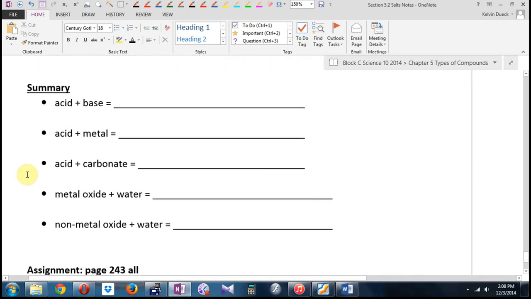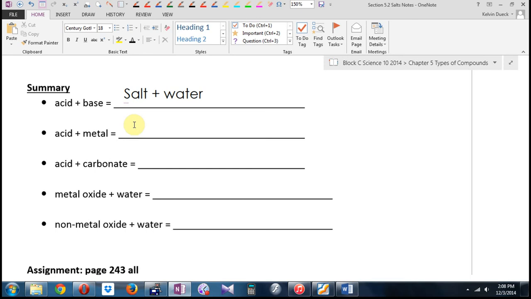Here's our summary, and then I'm going to shut up. Acid plus base gives... And you can make a little note. You're going to have to kind of memorize these combinations. But I think, Sage, if you do the homework, you'll commit them to memory. Oh, sorry, I shouldn't have picked Sage. I think, Alex, if you do the homework, you'll commit them to memory.